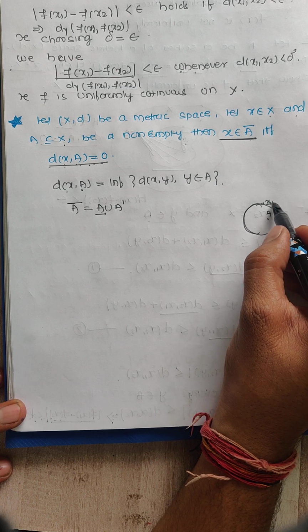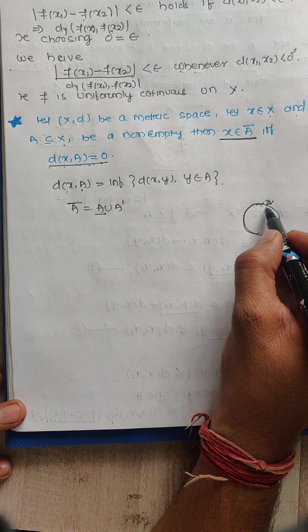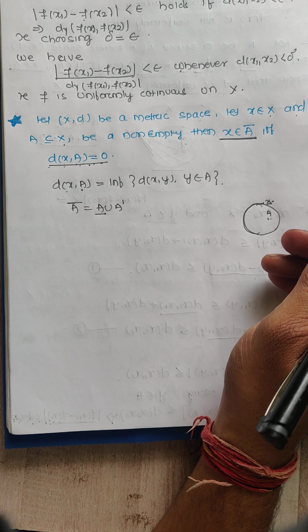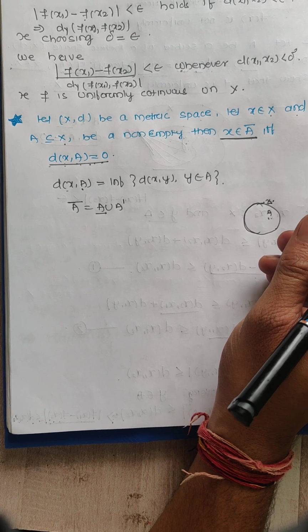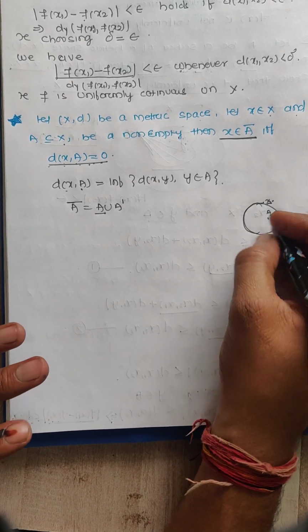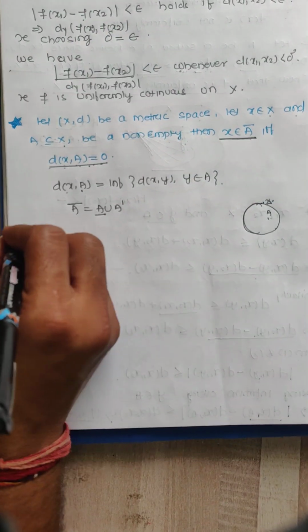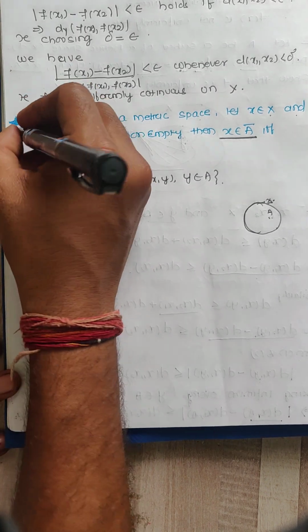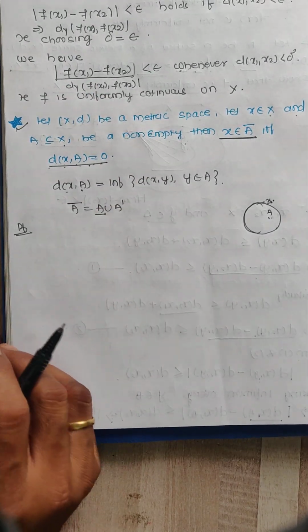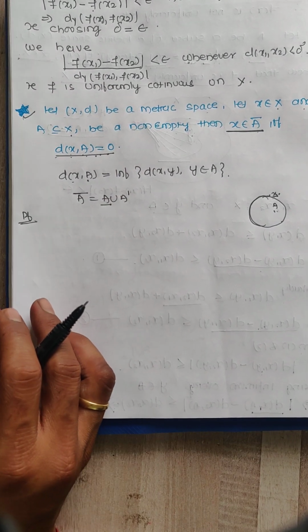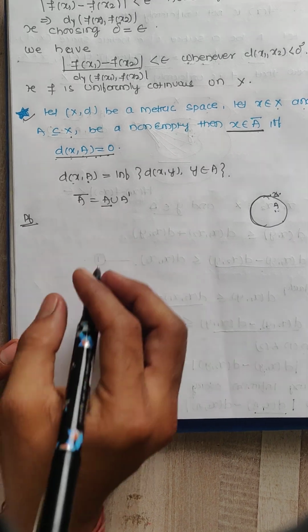So if x is a limit point of A, that is very close to A, which means there is no gap between x and A. Okay, we will prove this one. This is an important result which will be used in Urysohn's lemma, the next lemma.